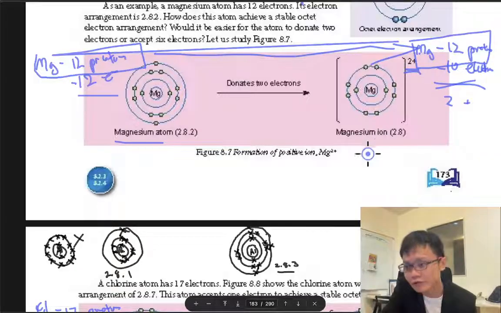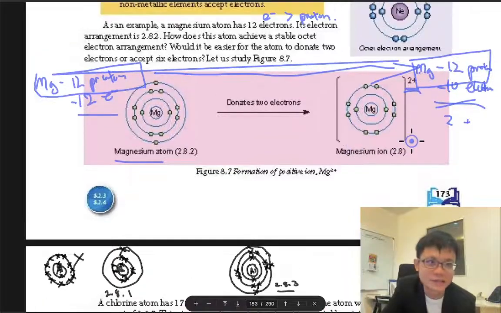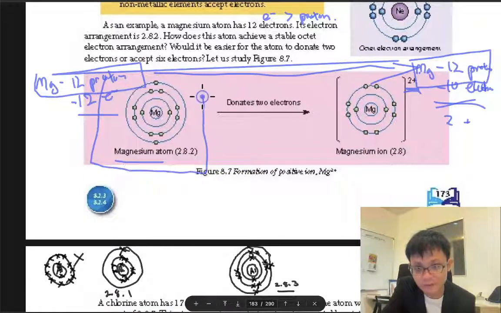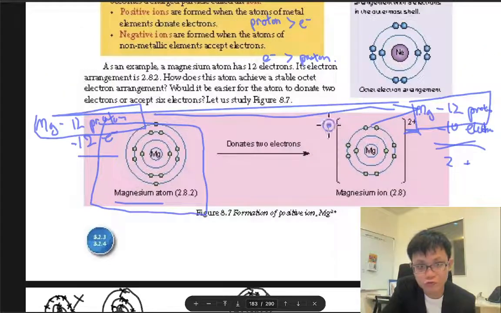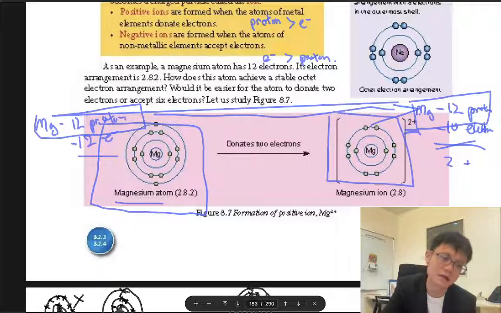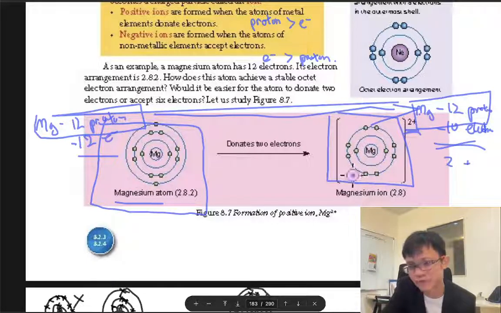Now we need to learn how to draw. Oh my goodness, why is this chapter so long? You just need to draw this. I think this one you already learned how to draw. Then you need to draw this as well. It's not too hard, because 10 electrons means it's 2, 8, because 2 plus 8 is 10. So 1, 2, 3, 4, 5, 6, 7, 8, 9, 10. So it changes from 2.8.2 to 2.8.